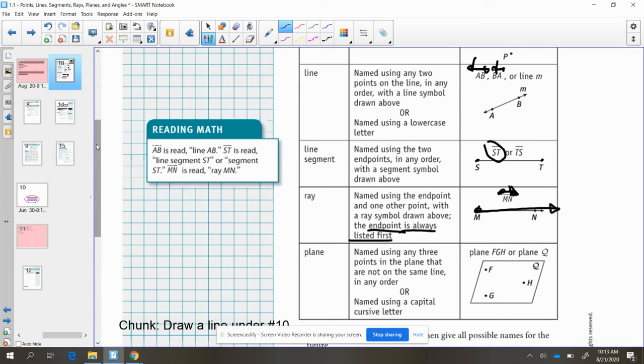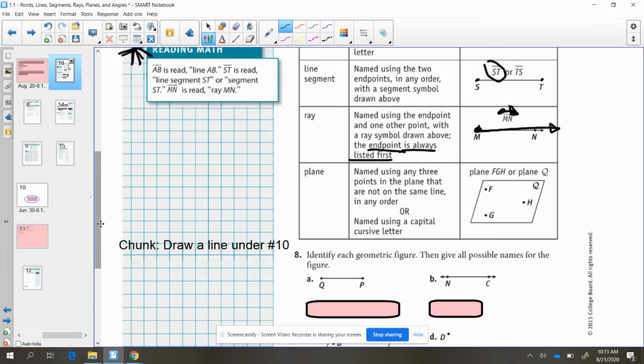Can't stress that enough. Now notice over here in the reading math box, we call this line AB, line segment ST, ray MN when we're reading this out loud. So this is how we're going to kind of read. So just bring your focus there for a second.